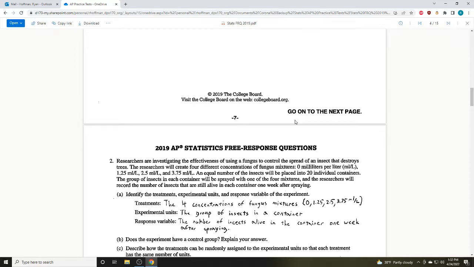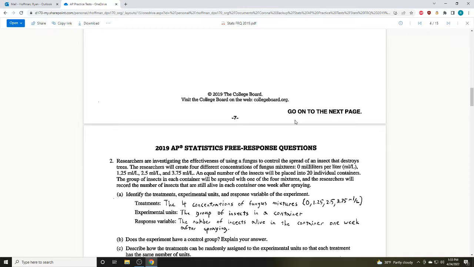And then the response variable that we're measuring, we're using those treatments and comparing. What's the variable that we're comparing between those 4 treatments? It is how many insects are alive after a week. And that's stated right at the end of the question. So that is your response variable.